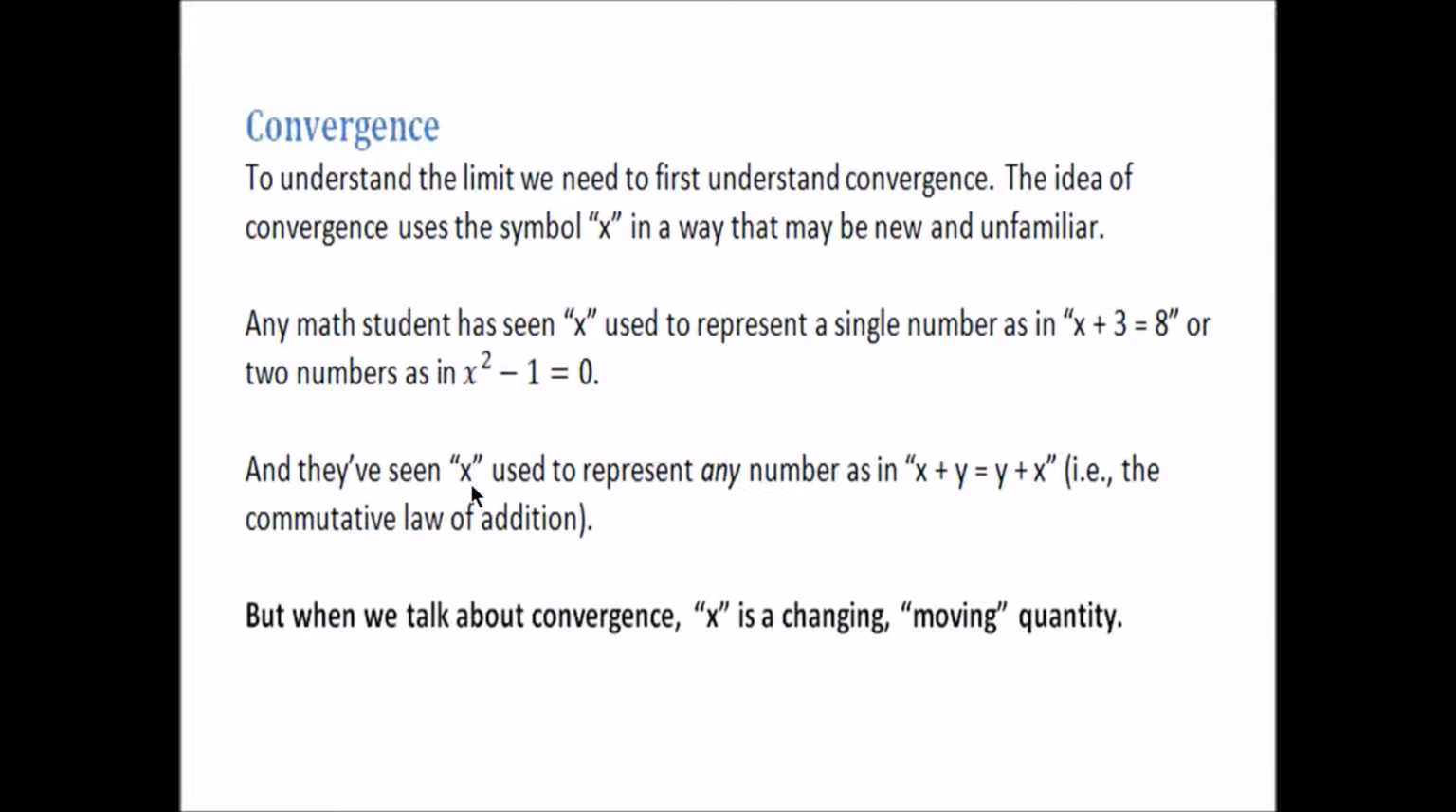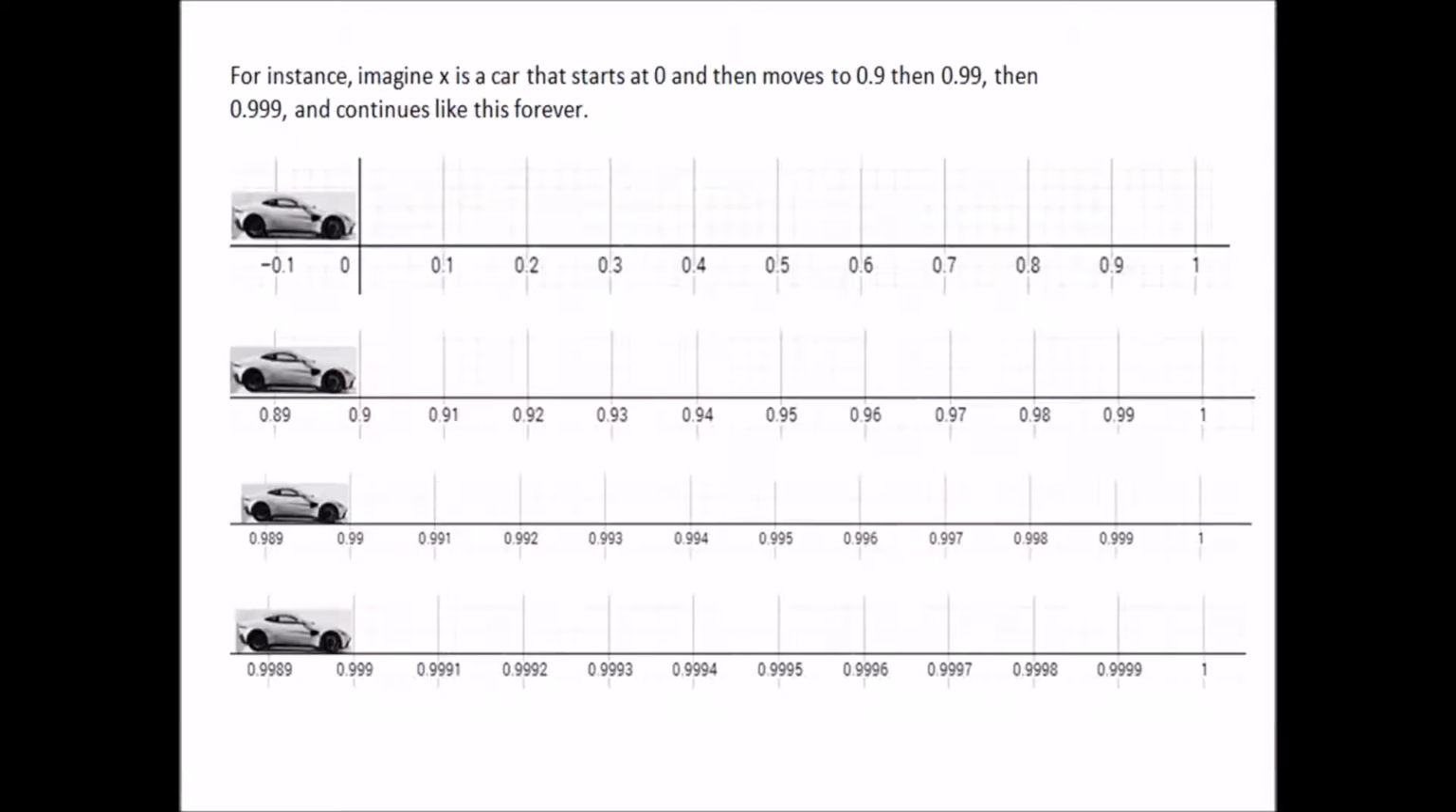And sometimes X, the symbol X, is used to represent any number. For instance, when we talk about the commutative law of addition, we write something like this. X plus Y equals Y plus X. And we mean for any two numbers, X and Y, you can reverse the order and you get the same result. But when we talk about convergence, we should think of X, or at least it can be helpful to think of X, as a changing, moving quantity. And that's a new idea for a lot of people.